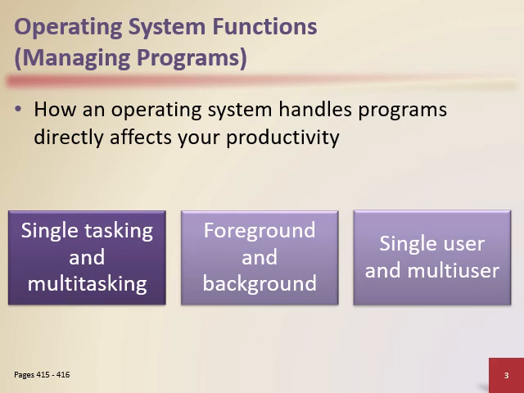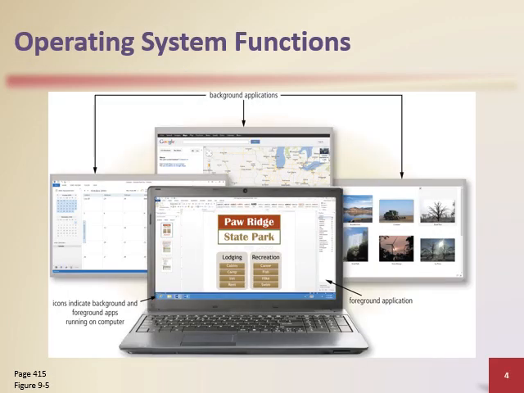Then we have the foreground and background applications. When a computer is running multiple programs concurrently, one program is in the foreground, that is the one you can see, and the other applications are in the background. That is, you have opened those applications as well, but they are in the background. The one in the foreground is the active program, the one you are currently using, and the other programs are also running, but they are not in use and they are in the background.